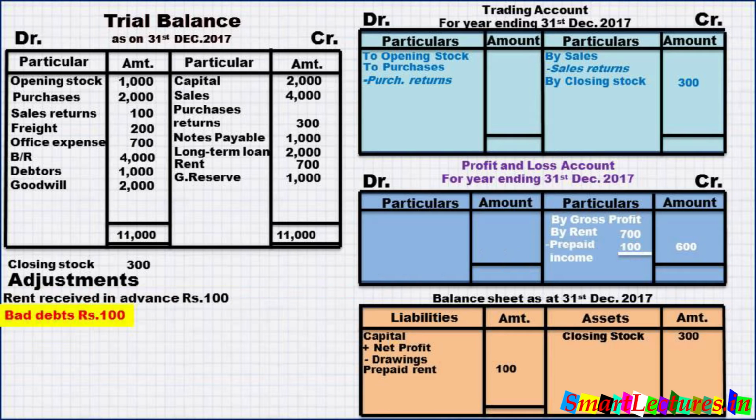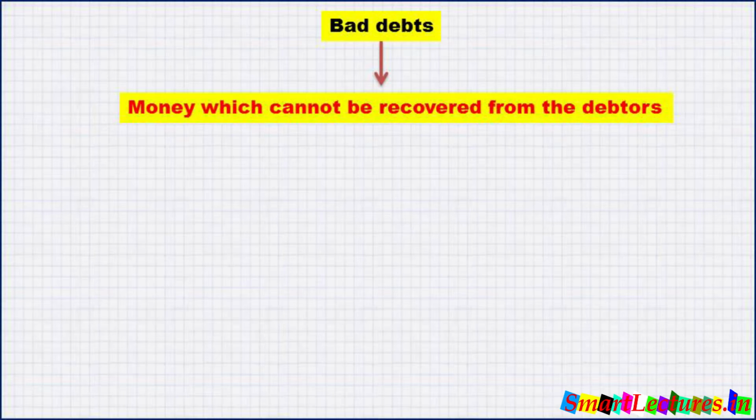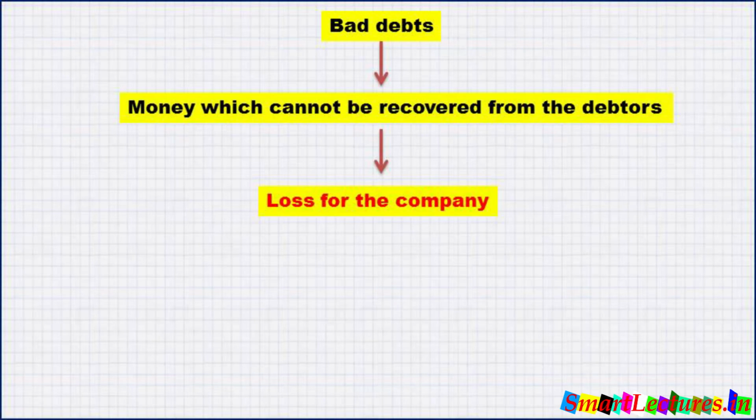Next item, bad debts 100. Whenever you find bad debts in the adjustments, for our convenience we can call it new bad debts, because this is a new item in the adjustments, out of the trial balance. So we can safely call it new bad debts 100 rupees. You know the meaning of bad debts. Bad debts means the money which cannot be recovered from the debtors. So it's a loss for the company.